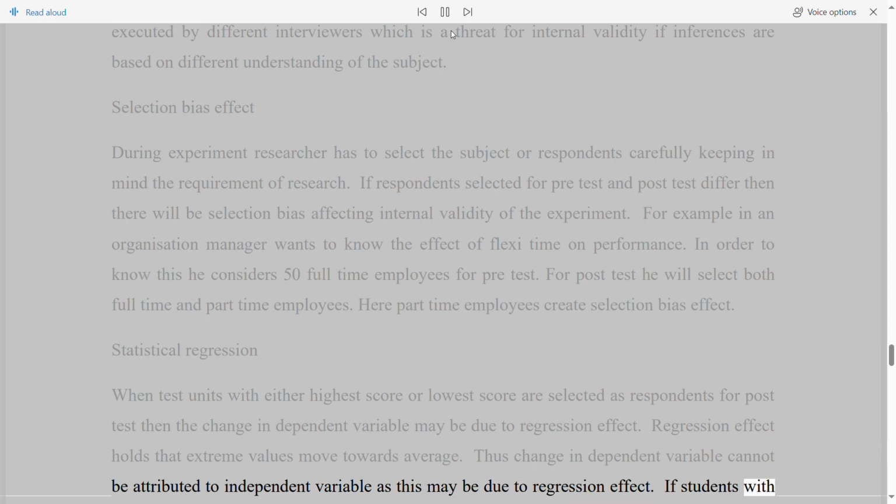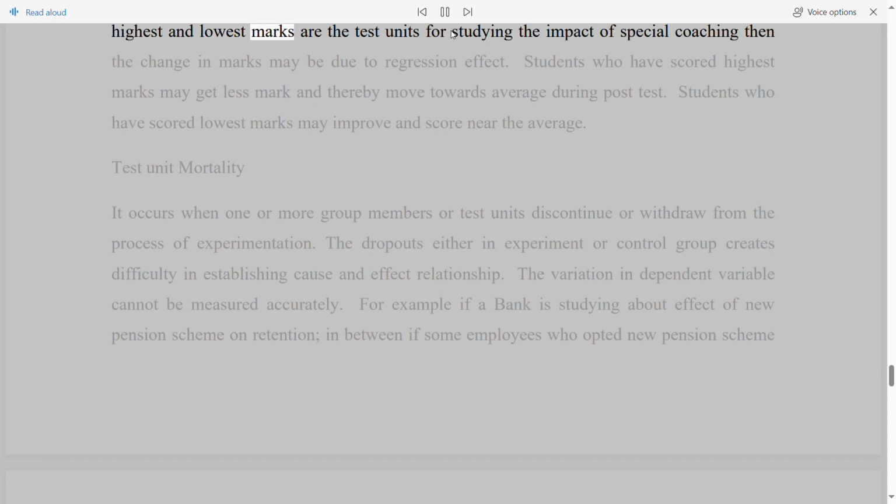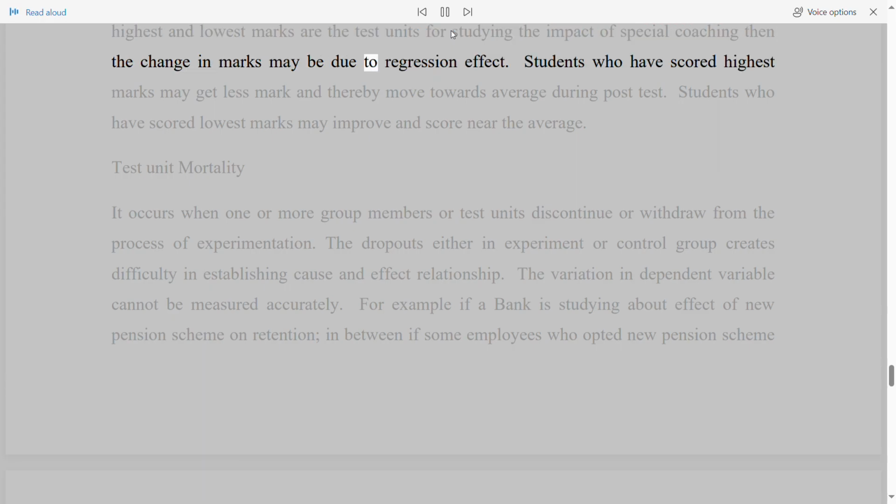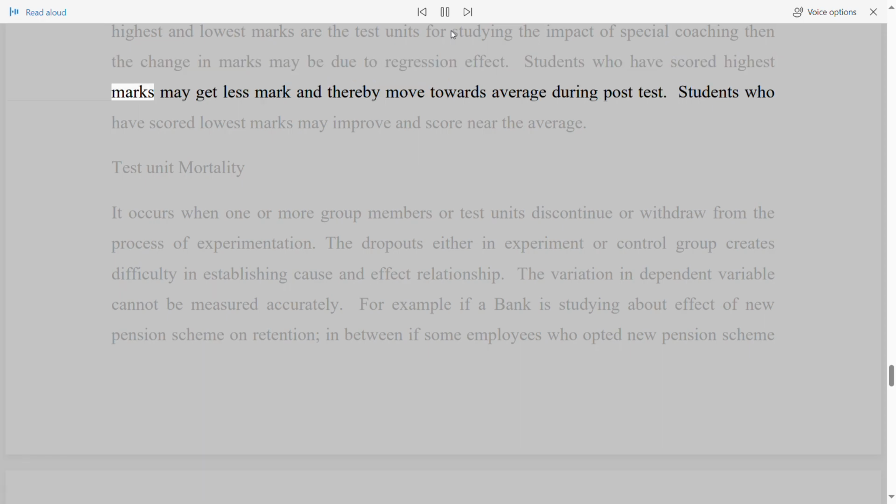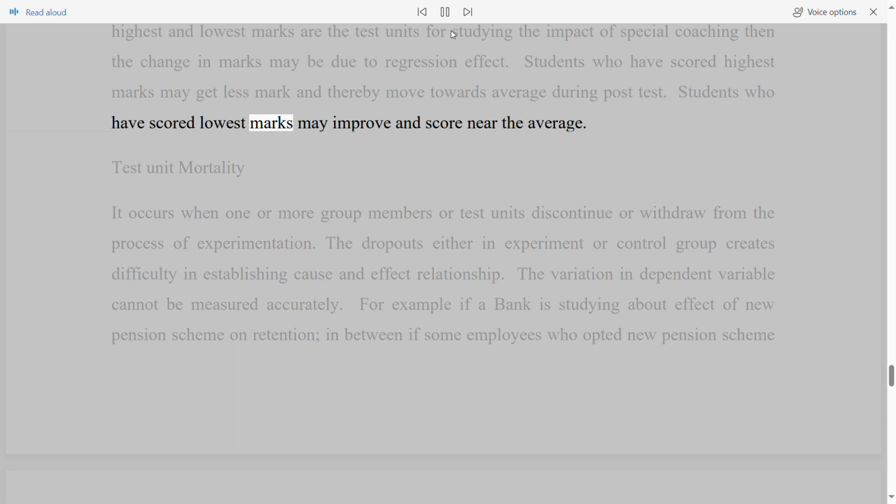If students with highest and lowest marks are the test units for studying the impact of special coaching, then the change in marks may be due to regression effect. Students who have scored the highest marks may get lower marks and thereby move towards average during post-test. Students who have scored the lowest marks may improve and score near the average.